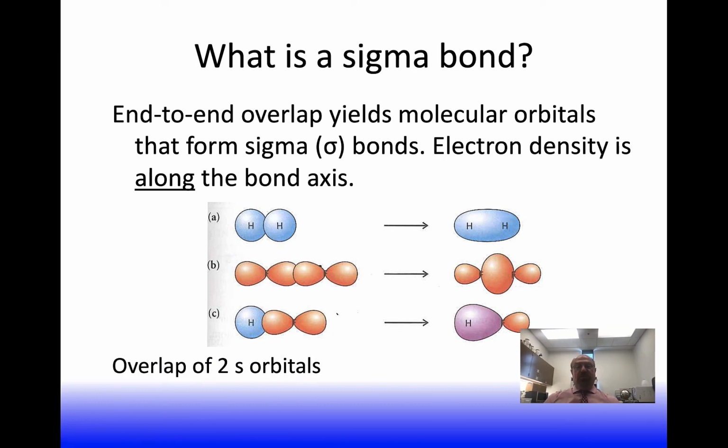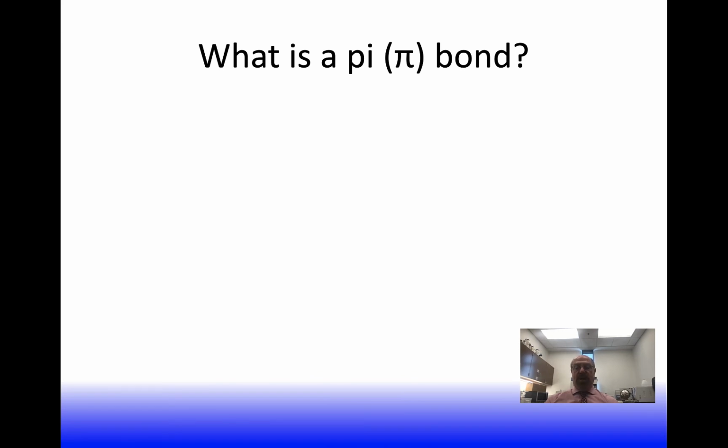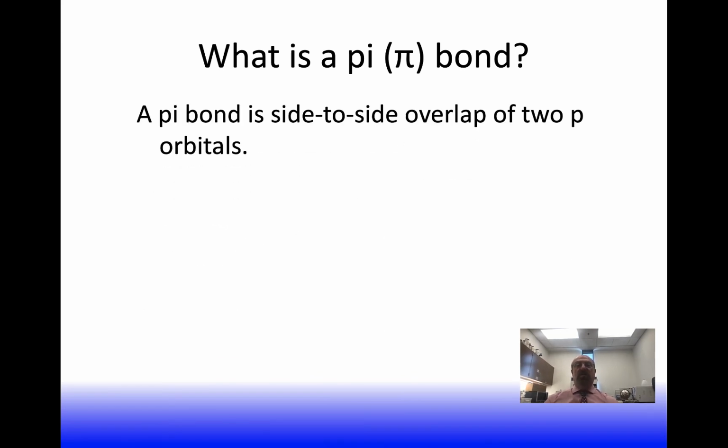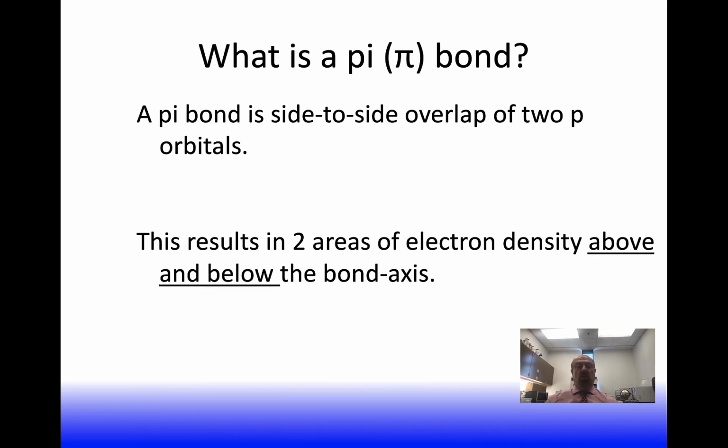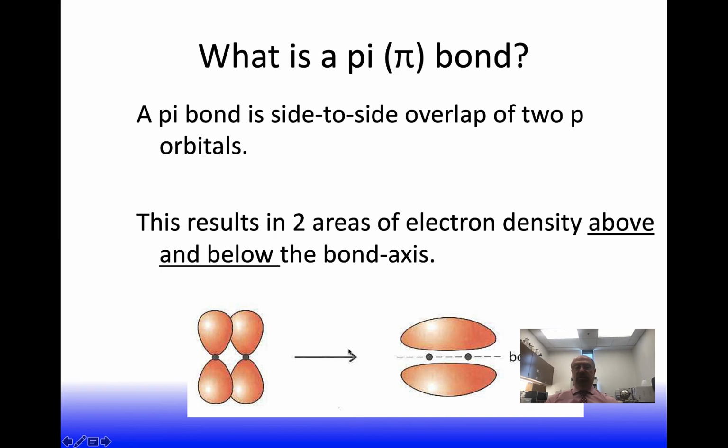So overlap of two s orbitals gives us a sigma bond. Overlap of an s orbital with the end of a p orbital gives us a sigma bond. Or end-to-end overlap, which is shown in B, of two p orbitals will give us a sigma bond. Now, what's a pi bond? A pi bond results from side-to-side overlap of two p orbitals. This results in areas of electron density above and below the bond axis. So this is what it looks like.